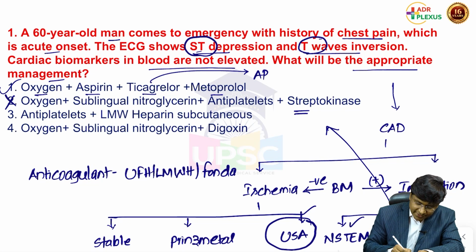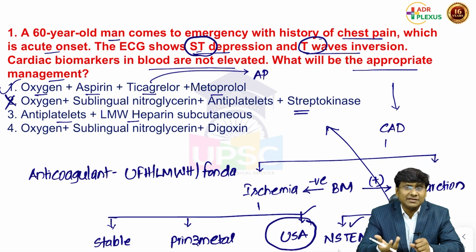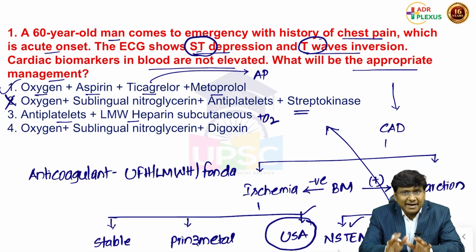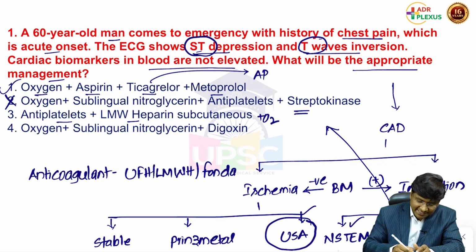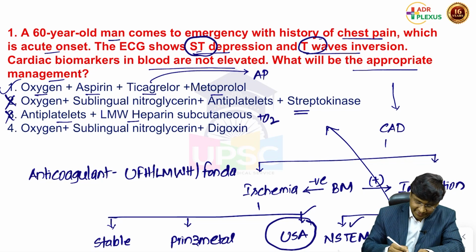Then you take the third option, antiplatelets, low molecular weight heparin. Actually, your third option is correct, but the very important add-on which is required is the oxygen therapy. Oxygen therapy is mandatory for a patient who is coming with coronary artery disease. So that is the reason why your option 3 is wrong. Otherwise, the treatment containing antiplatelets and anticoagulant is correct, but it is inadequate treatment without oxygen therapy, right?